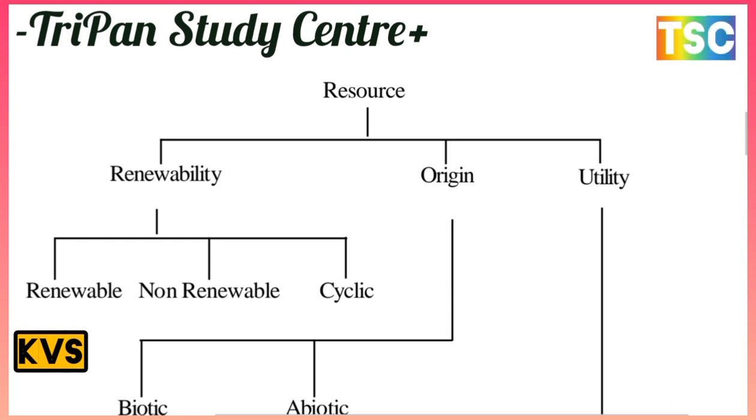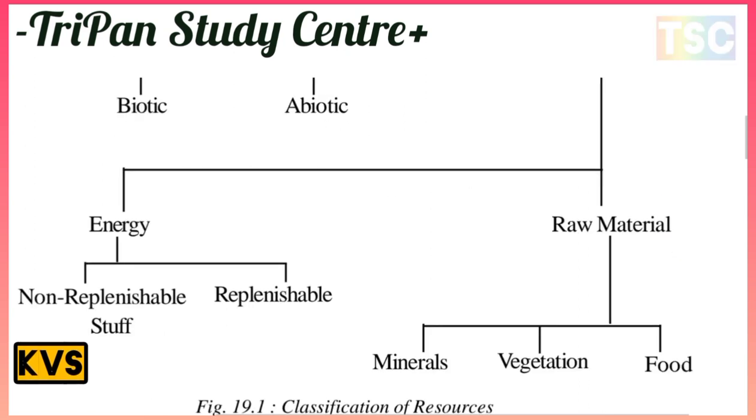Renewability is further divided into three types: renewable, non-renewable, and cyclic. Origin has two types: biotic and abiotic. Utility is further divided into energy and raw material. Energy has two types, non-replenishable and replenishable, and raw material has three types: mineral, vegetation, and food.